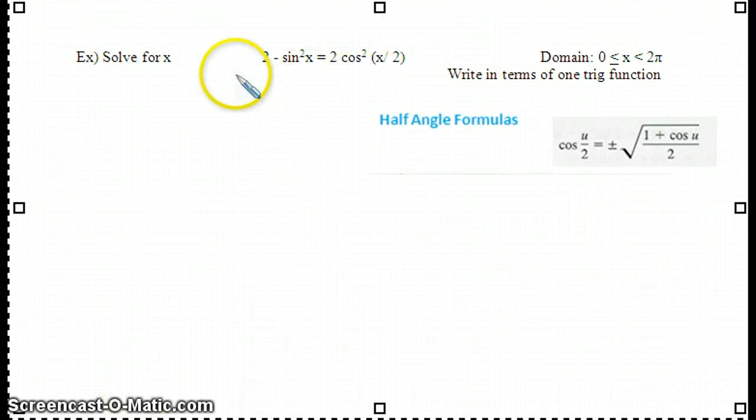Alright, looking at this next problem, I'm trying to solve for x. The first thing that comes to my mind is I've got a sine squared and a cosine squared, and then I'm taking the cosine squared of a half angle here. So what I want to do is make it be one trig function.